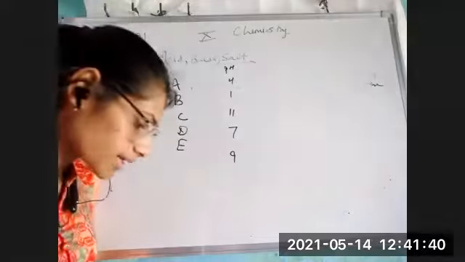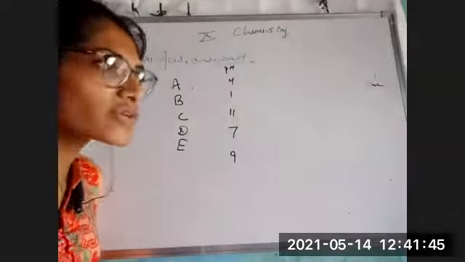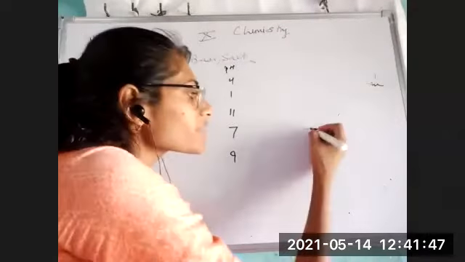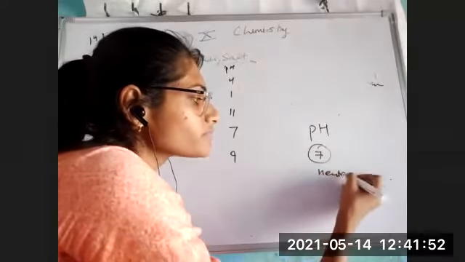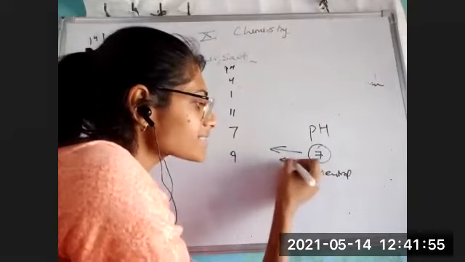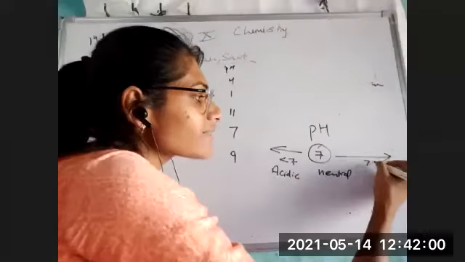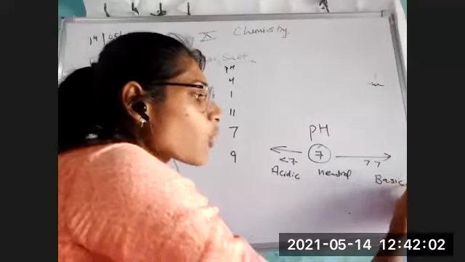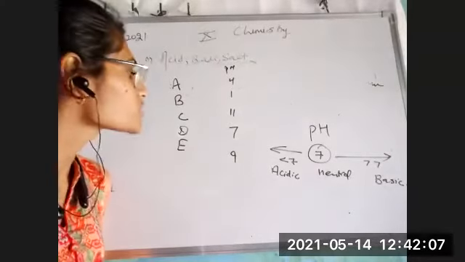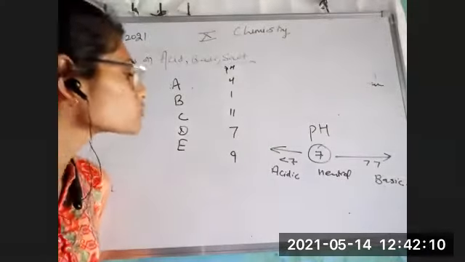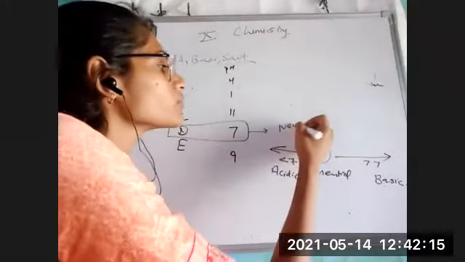Now the first question is, tell me which solution is neutral. We have to describe which solution is neutral. And we know that, children, if pH value is equal to 7, it is neutral. If pH value is less than 7, it is acidic. If pH value is greater than 7, it is basic. All these topics we have studied in detail in our previous class. Okay, so the question is, which solution is neutral? We know very well that pH value 7 is neutral, so D is neutral.